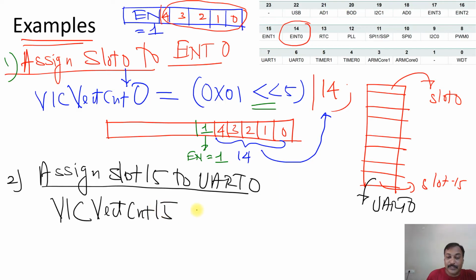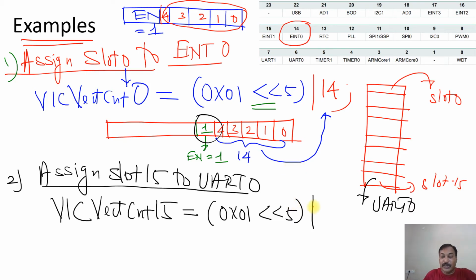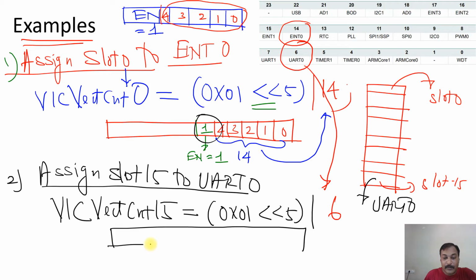So vector interrupt controller, vector control 15 is equal to, as usual, make the enable bit 1: hexadecimal 01, left shifted by 5 times. Or what is the source number for UART 0? UART 0 has an interrupt source number of 6. So you OR this with 6. If you do it that way, what will happen? As usual, 1, 2, 3, 4, 5. The first 5 bits will take the number 6, and the fifth bit is the enable bit. This becomes 1.